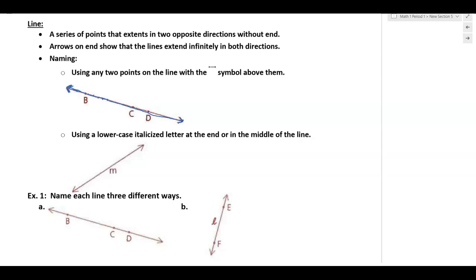Now, when we name a line, there's a couple of different ways that we can name it, right? We can pick any 2 points on the line. So if I look, B and C are on this line, so I can name this line BC with this symbol up above, and it's just a line with 2 arrows on the end. Now, because both points are on the line, it doesn't matter the order in which you write those points. So CB would be a possible name. Then I could do BD if I wanted, or DB.